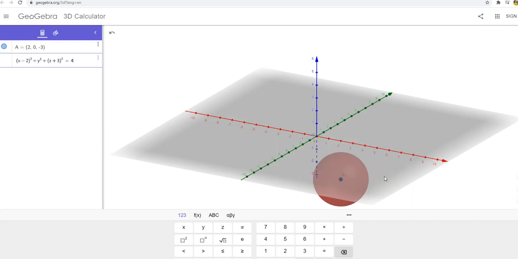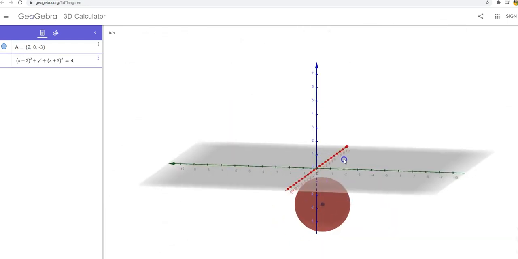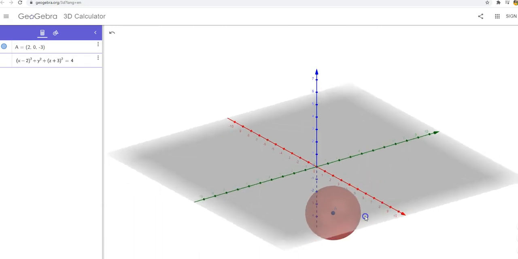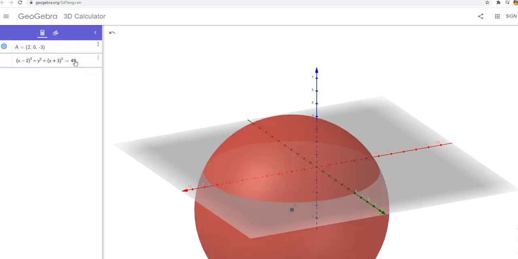Let me get this centered the way we're used to. So there we go, right? 2, 0, negative 3. There it is. So there's our center and our sphere. Again, with 49, there's my radius of 7.